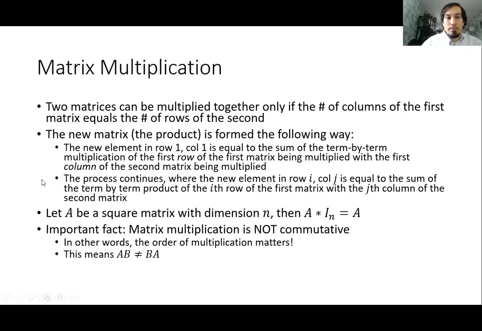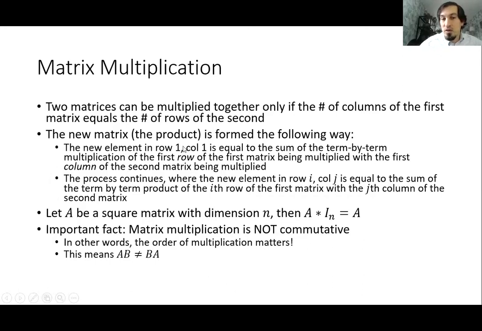Okay, that's important. I'll give you some examples later. The new matrix, in other words, the product matrix, is formed the following way. The new element in row 1, column 1, is equal to the sum of the term-by-term multiplication of the first row of the first matrix being multiplied by the first column of the second matrix. Okay, that's a lot of words. It's true, but I'll give you some examples that will make sense of that.